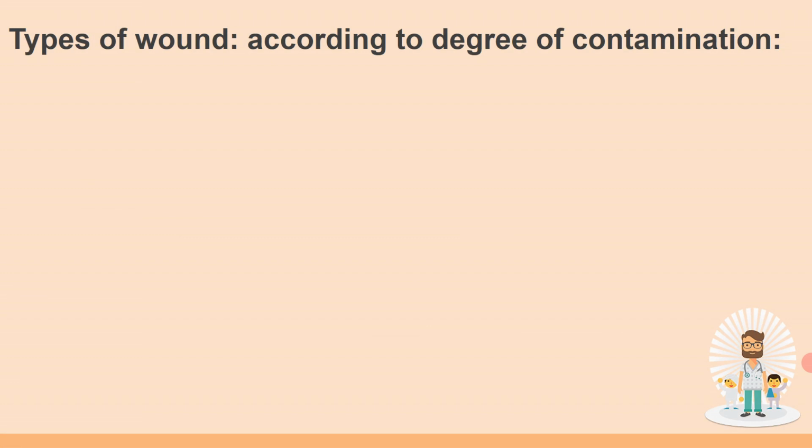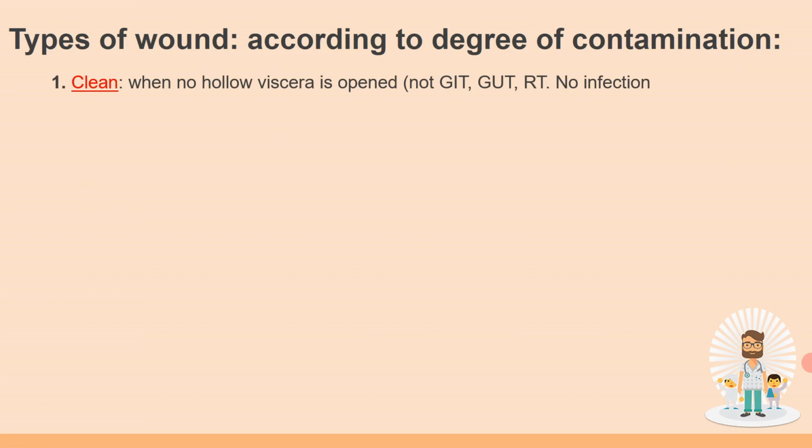So, types of wound. Who can tell me the types of wound according to the degree of contamination? We have 4 types of wound. Clean wound, number 1. Thank you. Number 2, clean contaminated. Contaminated and dirty. Thank you.